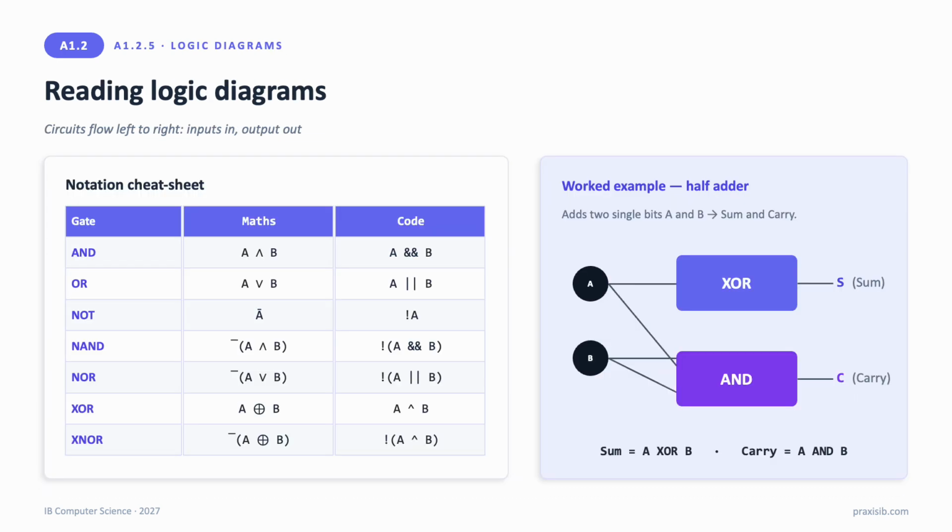The last piece of the puzzle is logic diagrams. Instead of writing logic with words or letters, we can draw it as a circuit, using a special symbol for each gate. The diagram flows from the left to the right, inputs enter on the left, travel through the gates, and the final output comes out on the right.